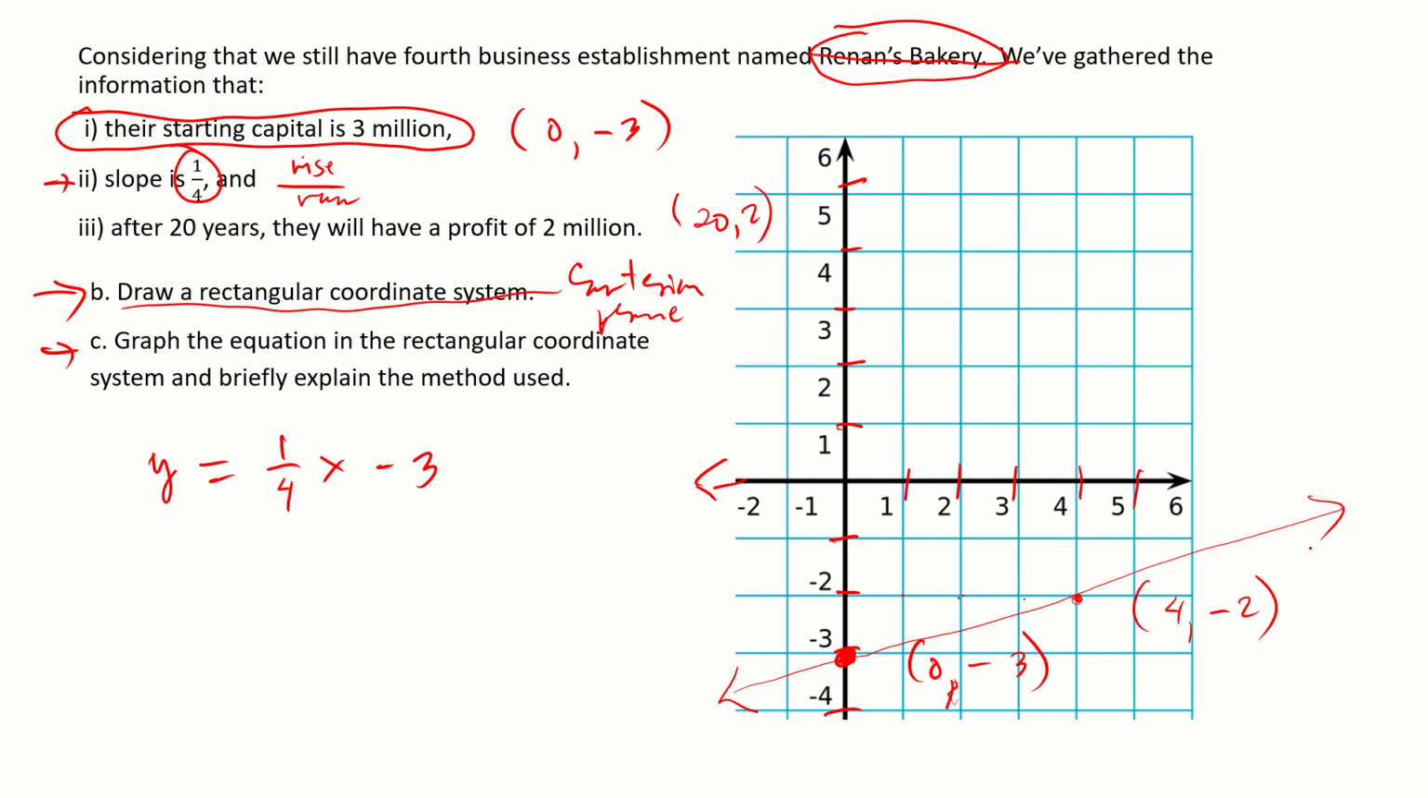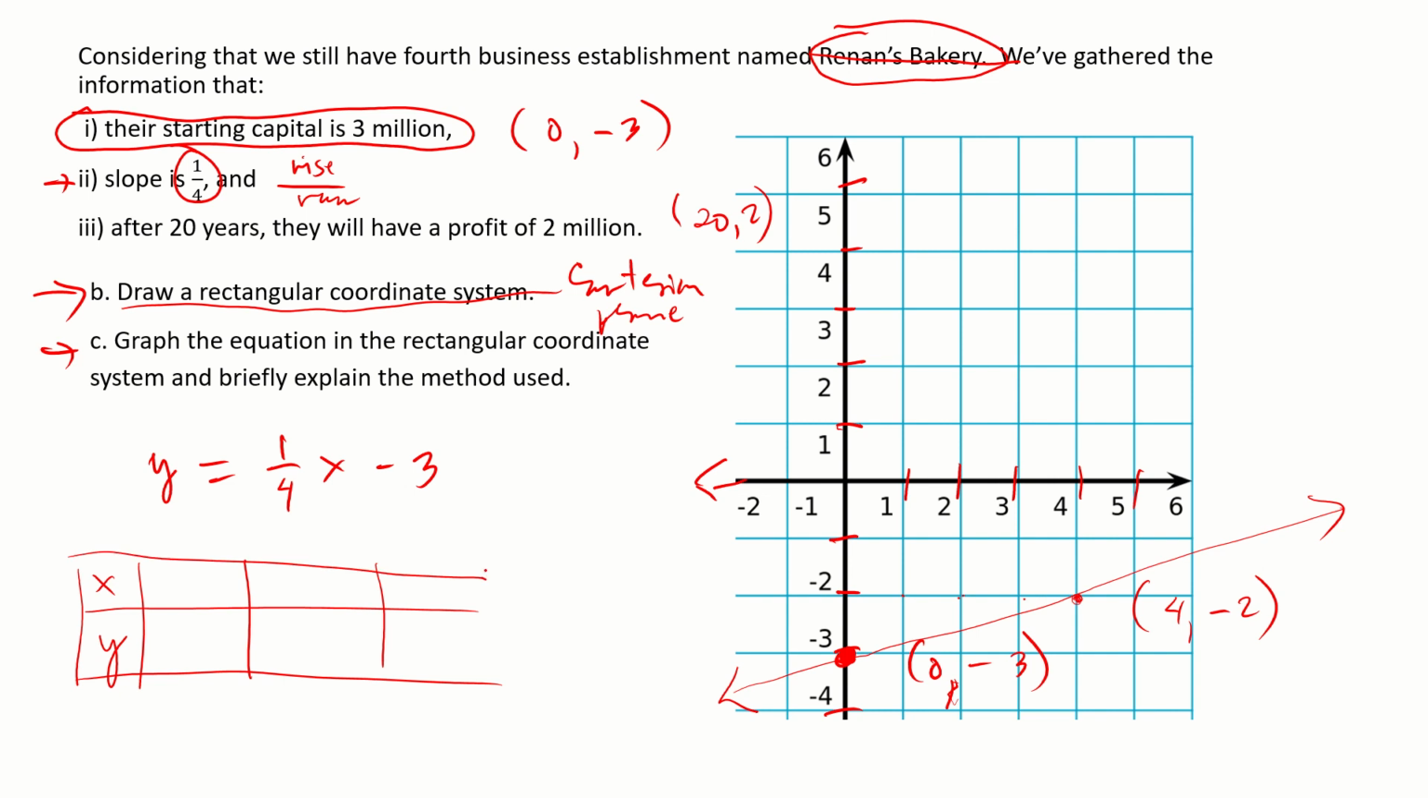Or if you will be using a table of values, you can start by coming up with a table. So you have x and y. Then it's your choice what the x values will be. We highly encourage you that the y value must be a whole number so that it's easier for you to plot the point.